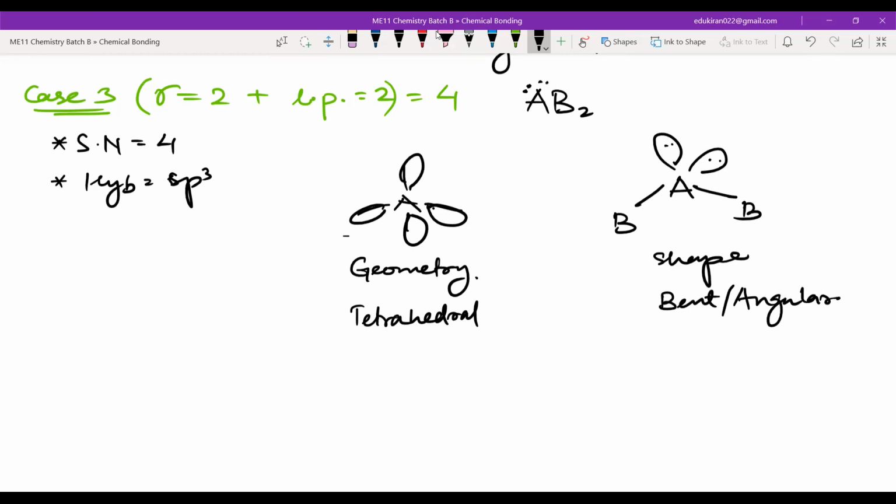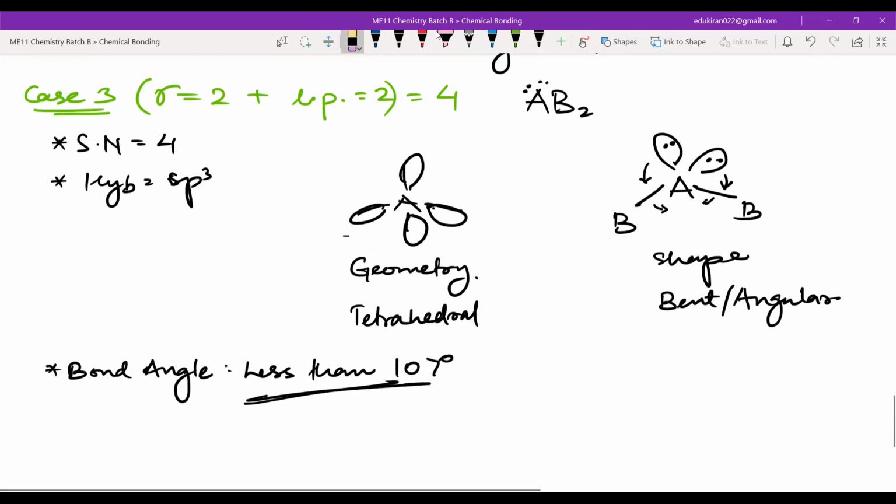One important point regarding the bond angle here. Obviously there are now 2 lone pairs, so they will exert more and more repulsion. So this bond angle will be even less than the previous bond angle. If there was only 1 lone pair, the bond angle was 107. Now there are 2 lone pairs, so these 2 will come nearer, and the bond angle will decrease and be less than 107 degrees. So this is our idea. Please write this.